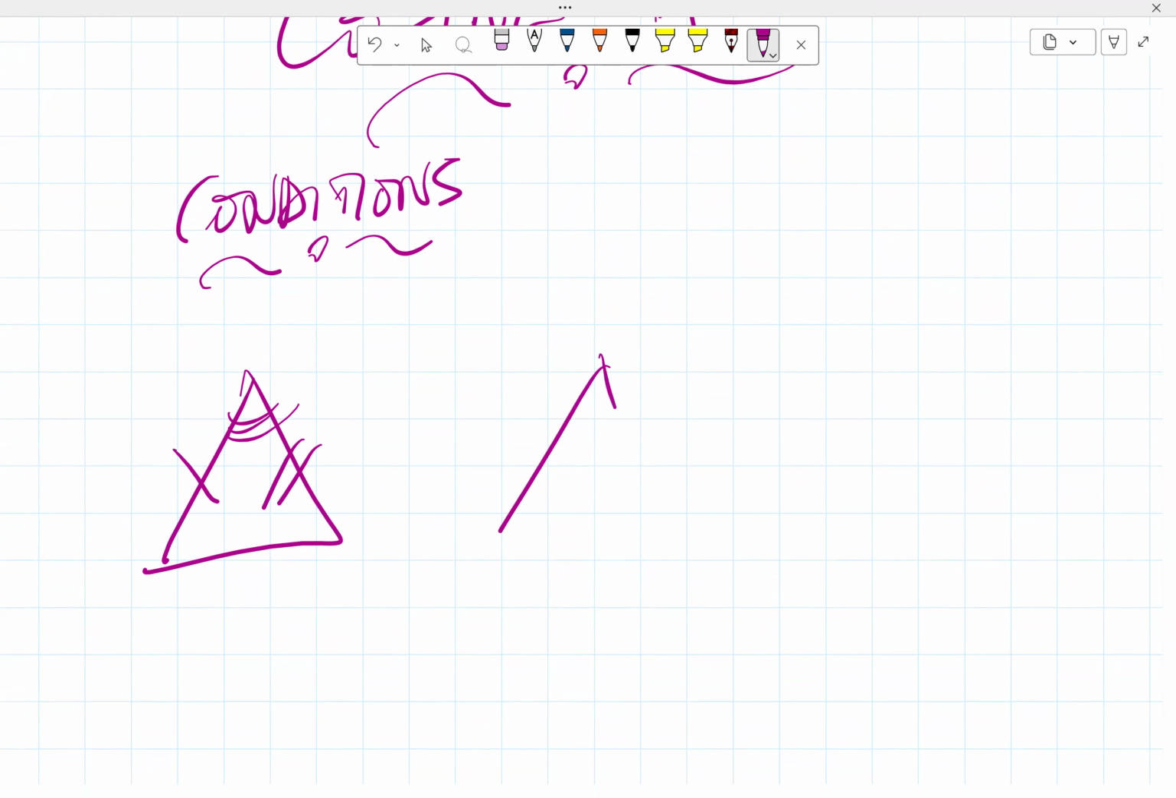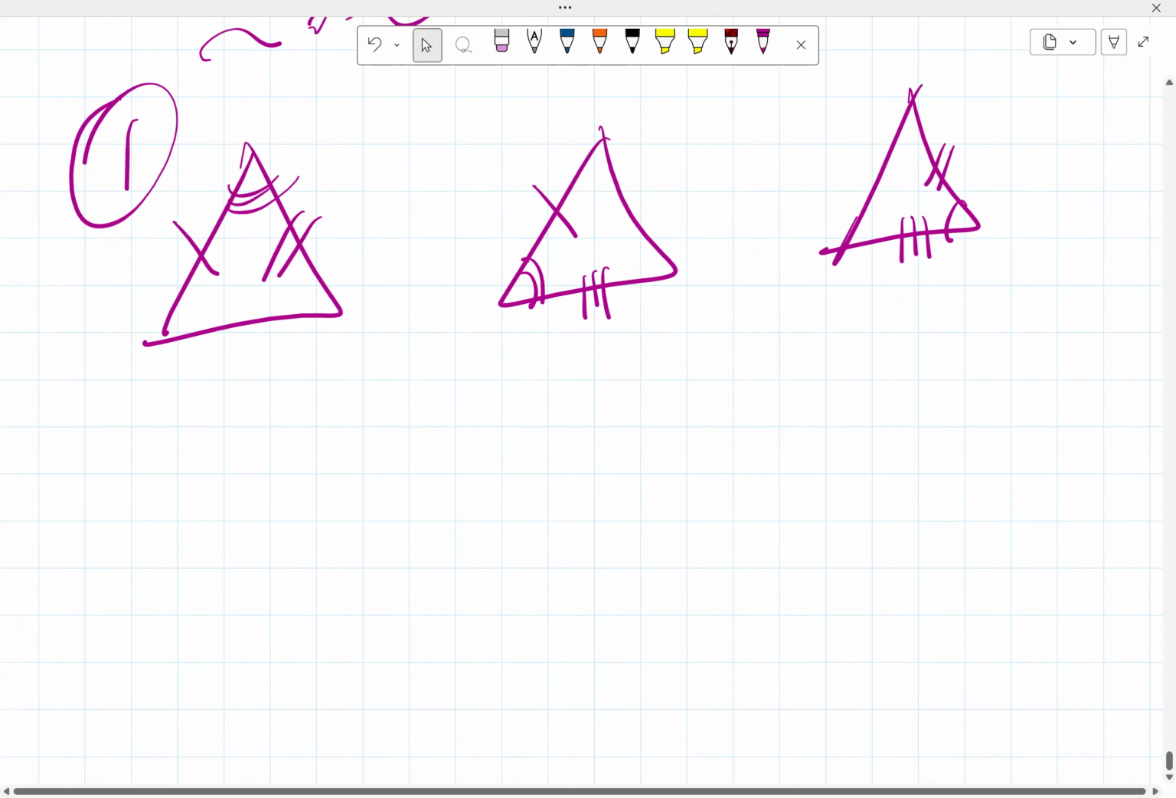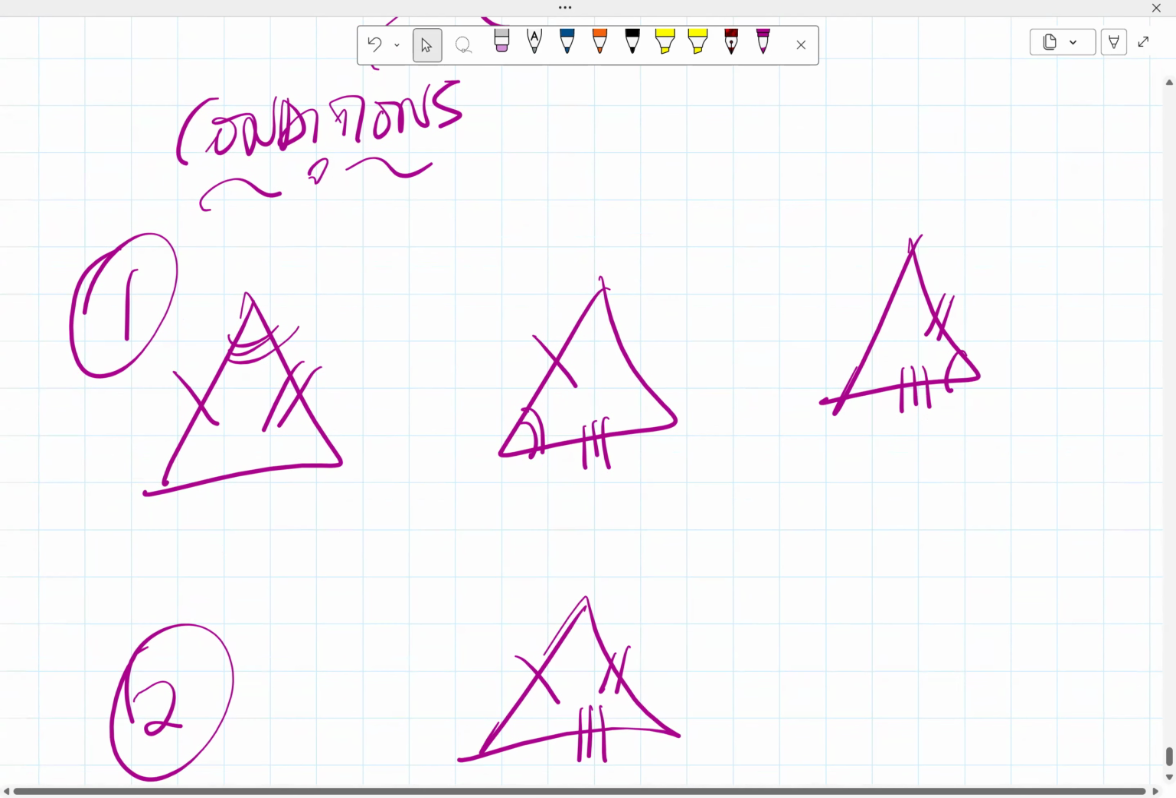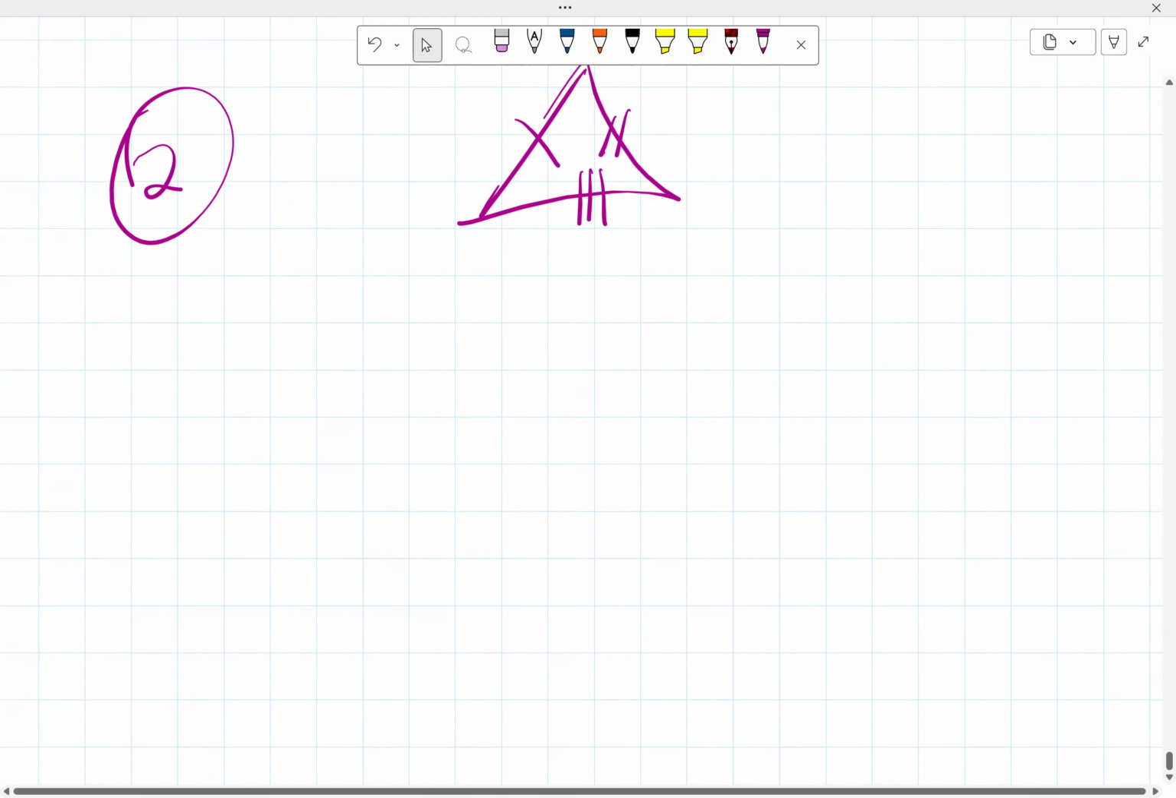Maybe you have this side and the angle in between them, like that, the included angle. So that's condition one. Condition two is if you have all three sides. So you have all the sides given, okay? So you know you can use cosine rule. And what does the rule say?